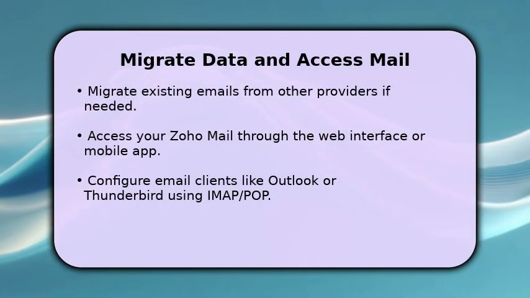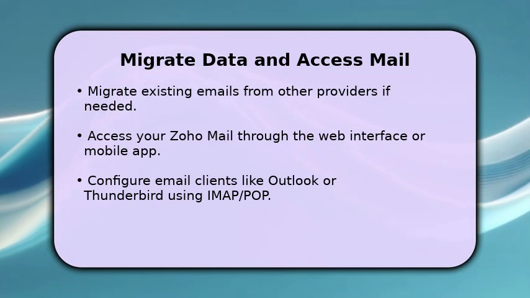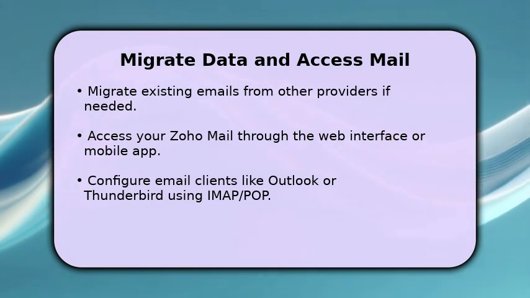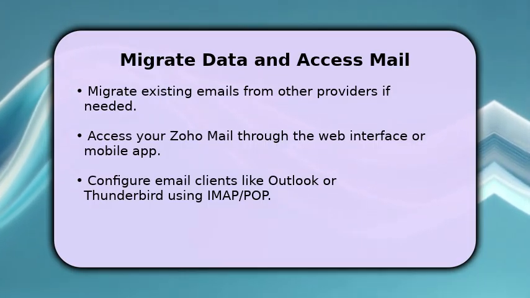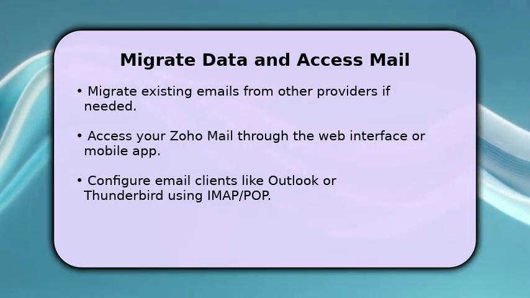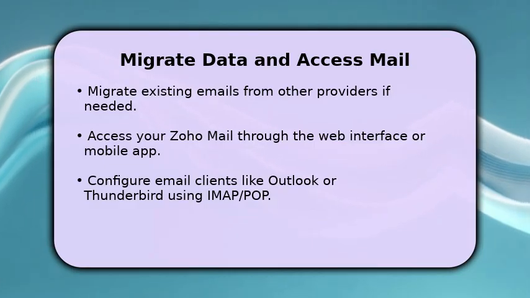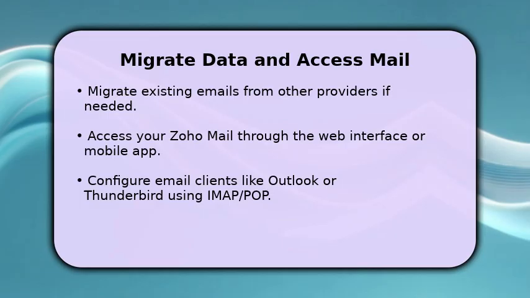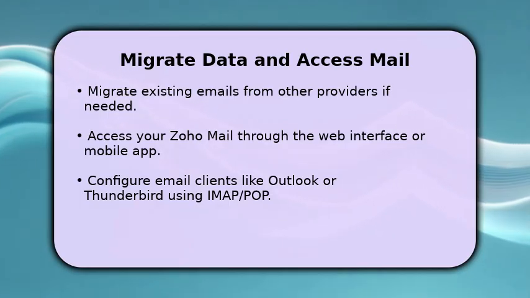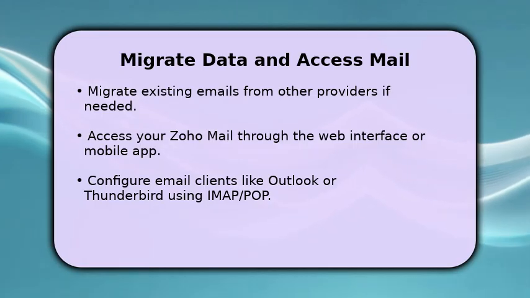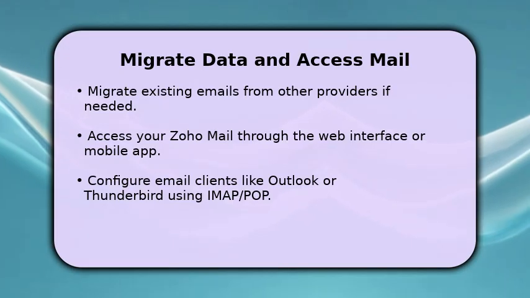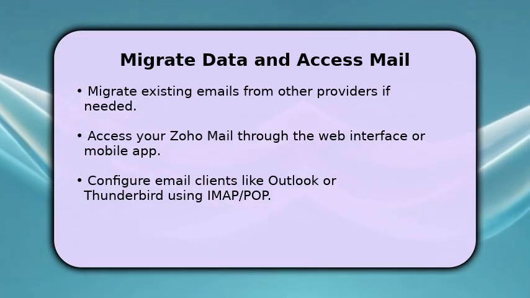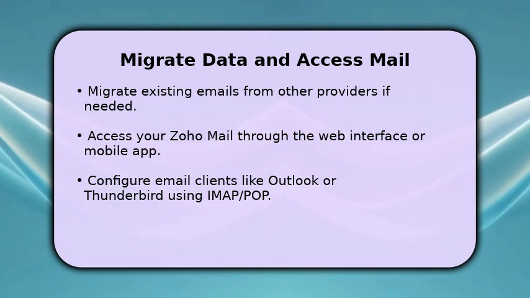Finally, consider migrating any existing emails from previous providers using Zoho's migration tools, if applicable. Once everything is set up, you can access your Zoho Mail conveniently through its intuitive web interface or dedicated mobile applications. For those preferring desktop clients, configure popular email programs like Microsoft Outlook or Mozilla Thunderbird using the provided IMAP or POP settings. You are now ready to enjoy secure and efficient email communication.